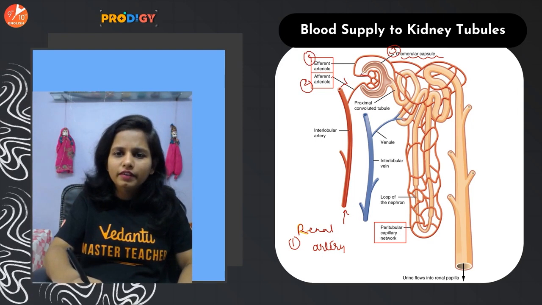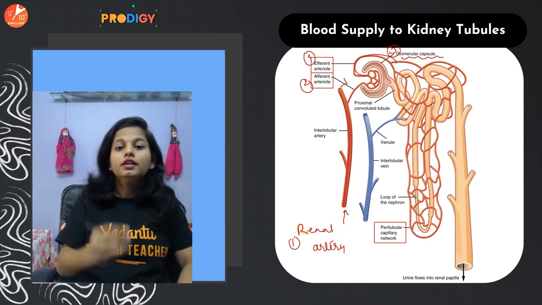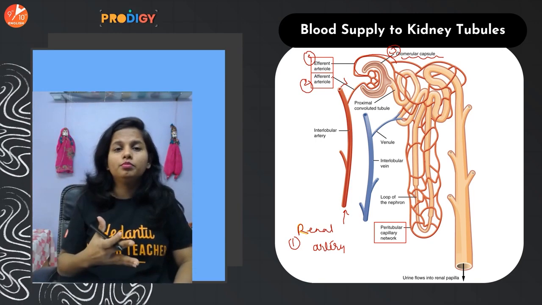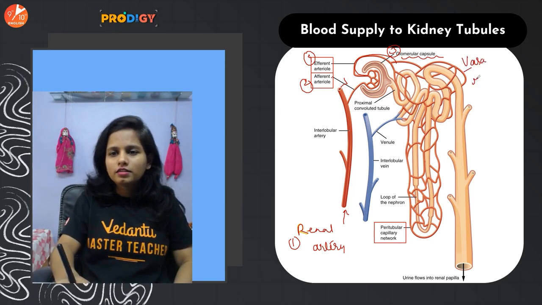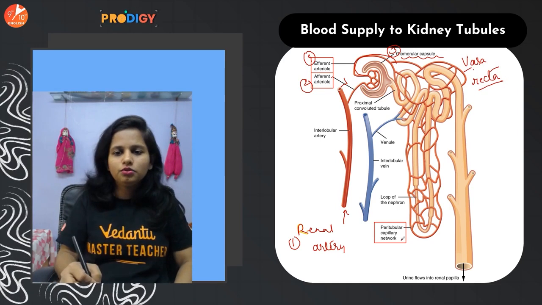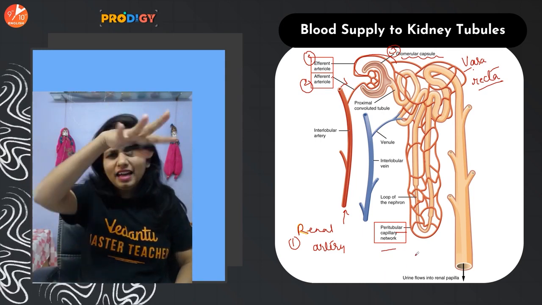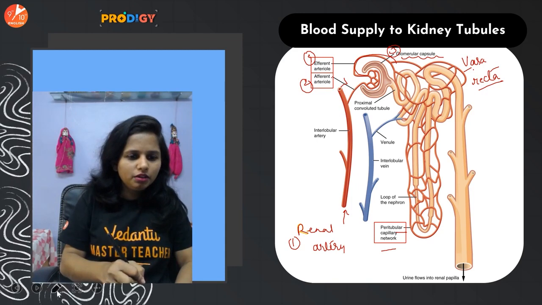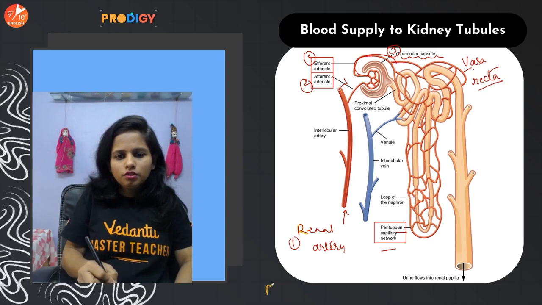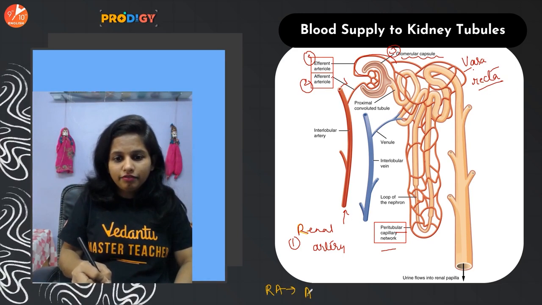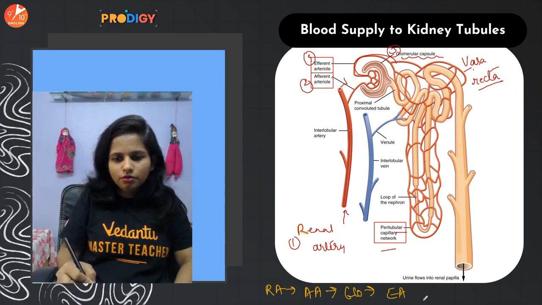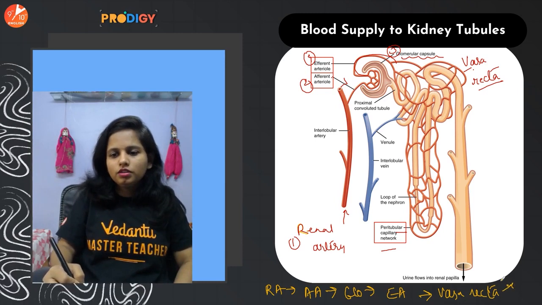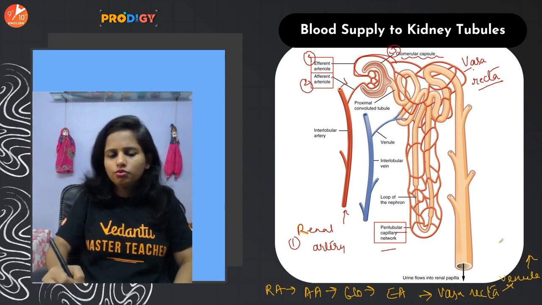After traveling a short distance, this efferent arteriole again divides and redivides to form a network of capillaries. This network of capillaries surrounds the loop, and it is what we call the vasa recta, the peritubular capillary network. This entire network of capillaries is what we call the vasa recta. Understood? Let me write it over here so that it becomes easy for you. Renal artery, then afferent arteriole, then glomerulus, then efferent arteriole, then it further divides into the vasa recta. Now from the vasa recta, what next? These capillaries club together to form venules and join to form the renal vein.